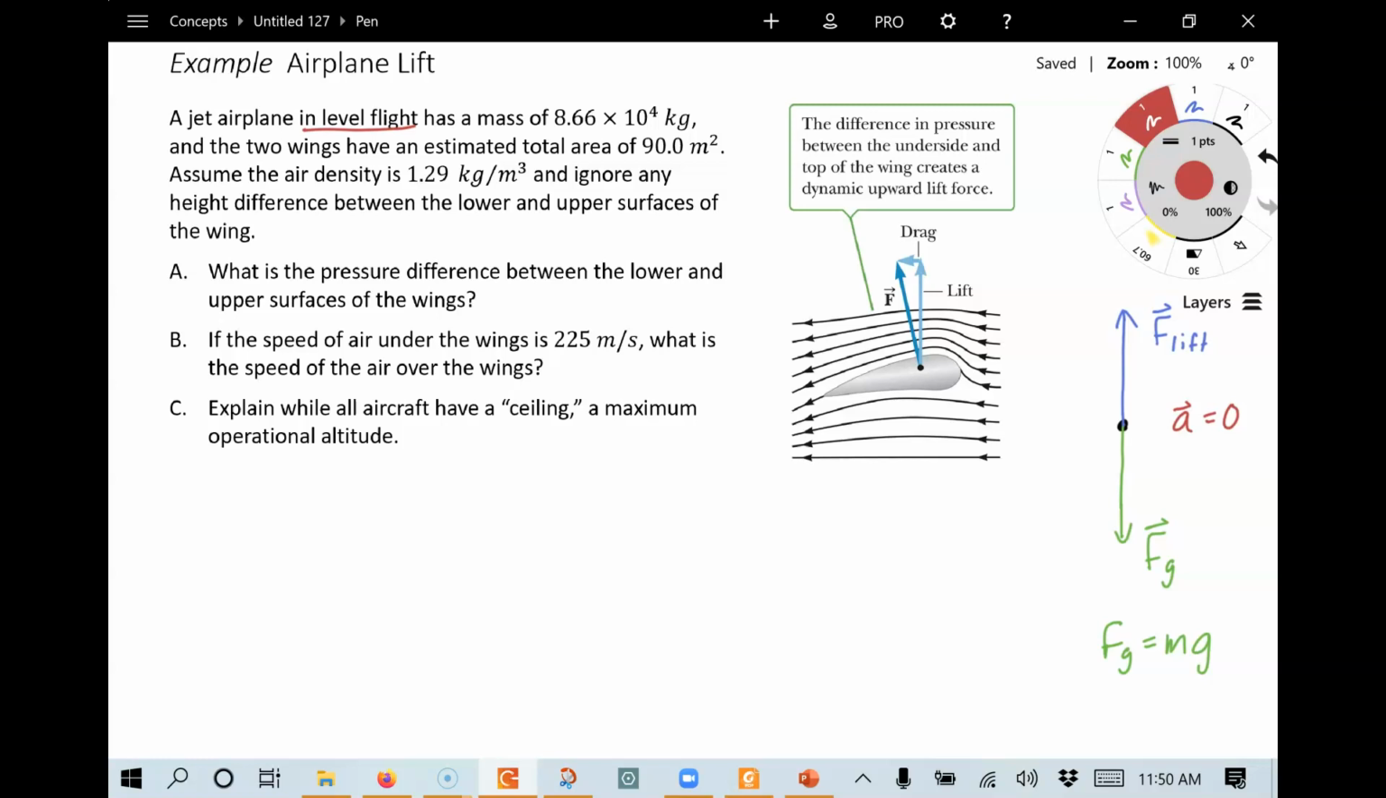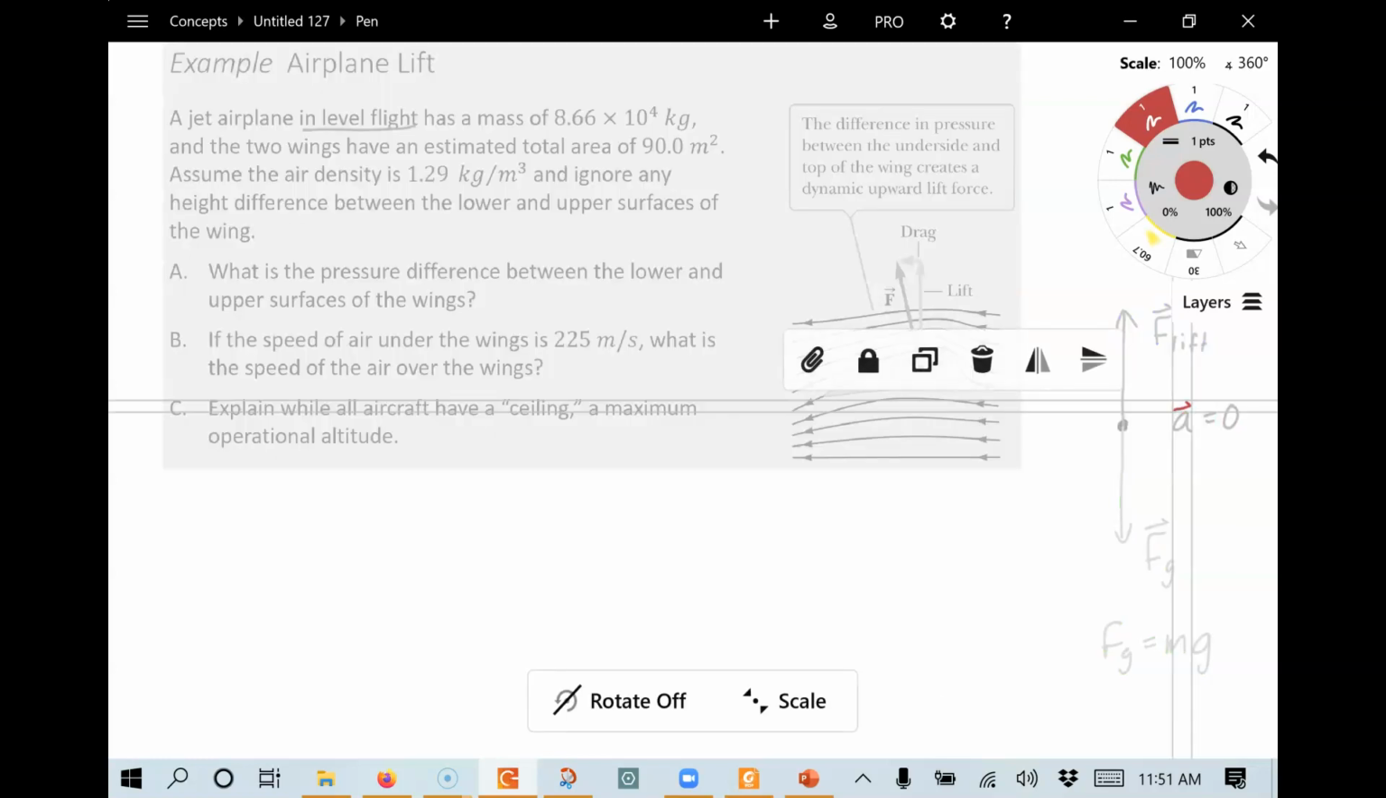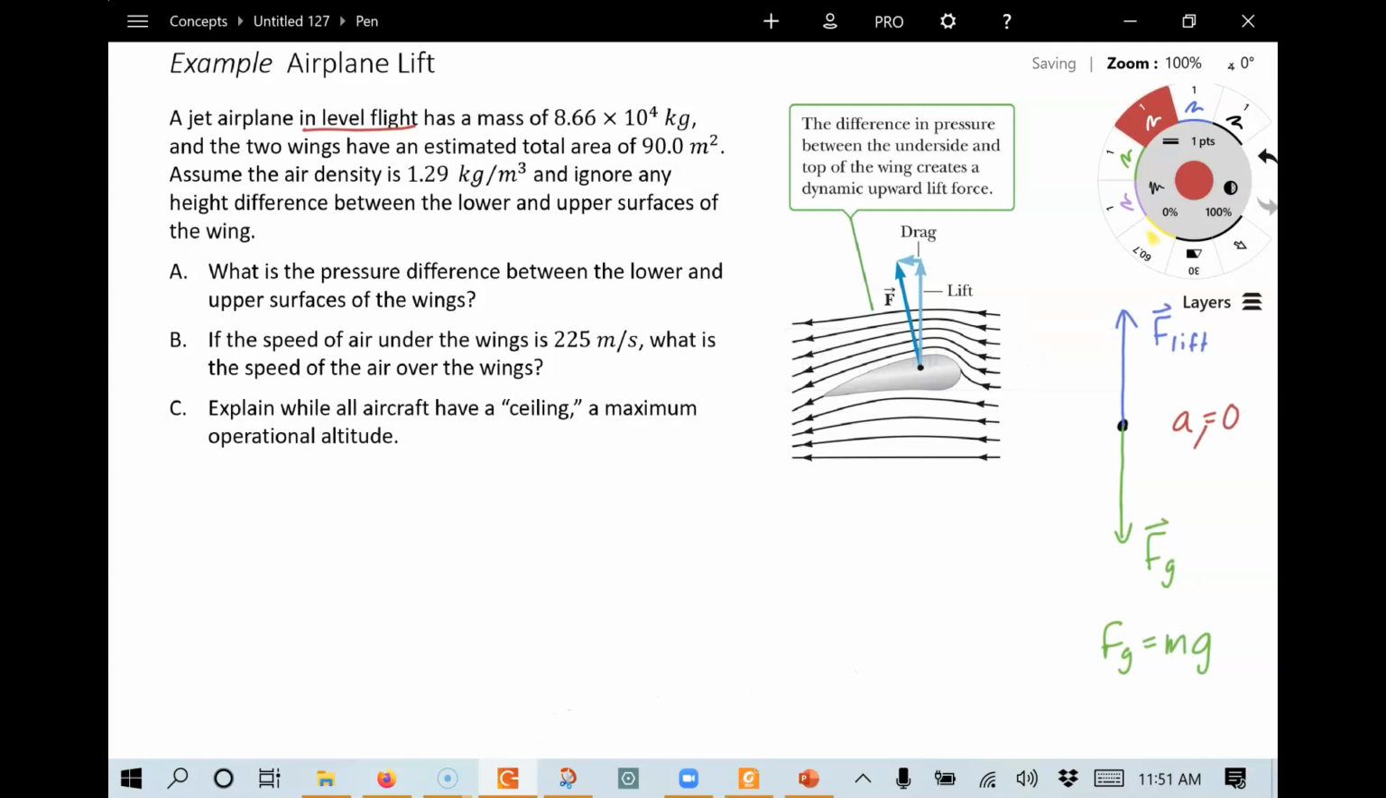Notice that we're ignoring anything in the x direction. There's some drag, there's some thrust force, etc. We're going to ignore all that because we're trying to focus just on the lift and how it balances gravity. So maybe better to do would be this.